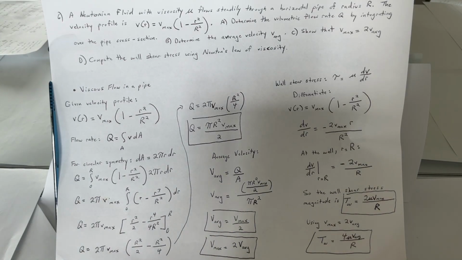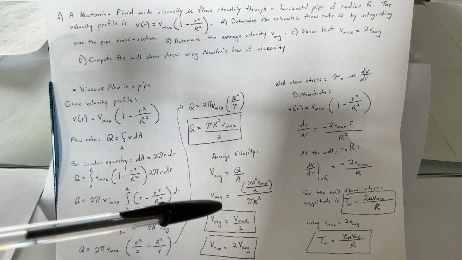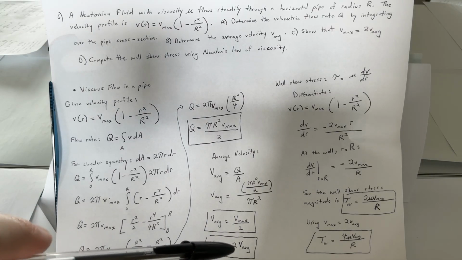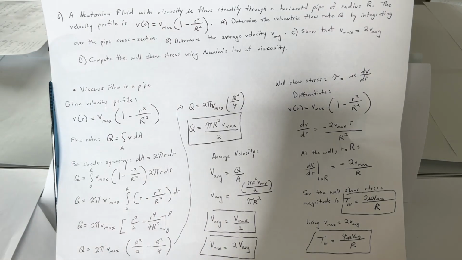And then for part C, show that V sub max equals 2 V average. That's just a manipulation of the equation here. Isolating V sub max, that equals 2 V sub avg, just multiplying by 2 on both sides to clear the fraction.